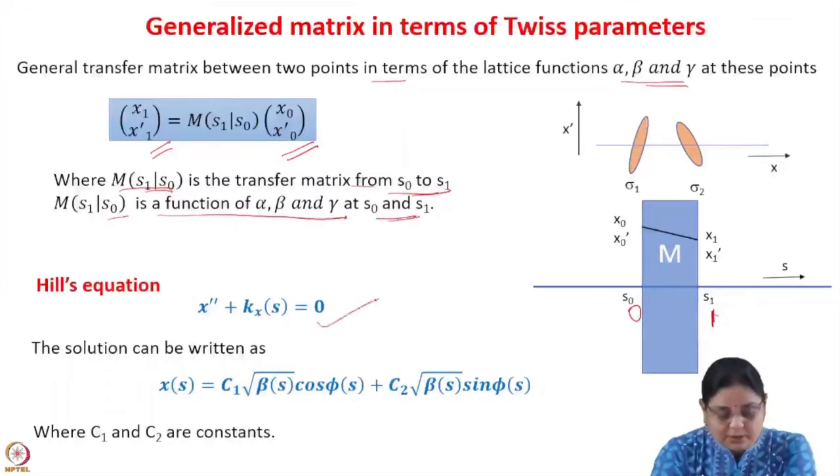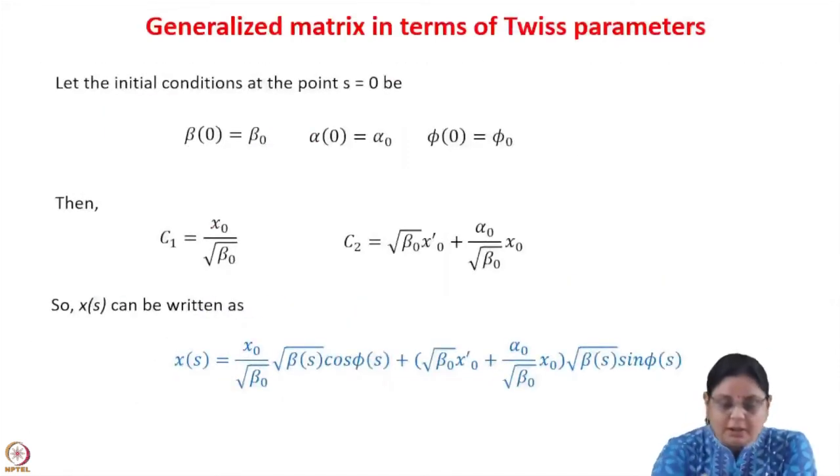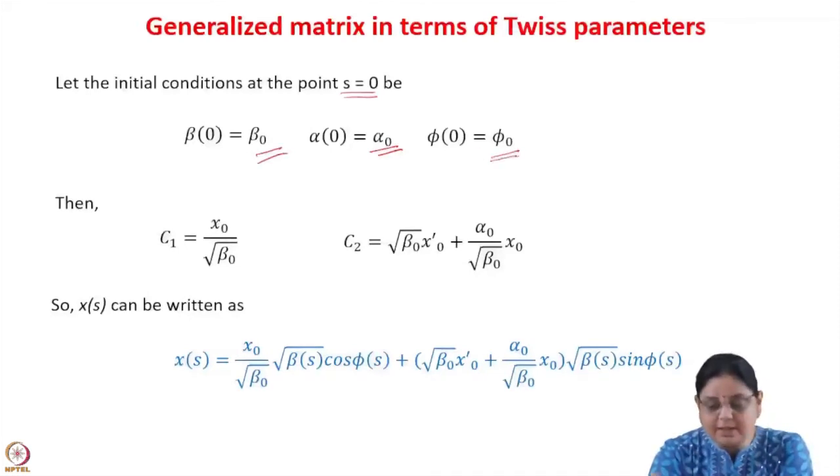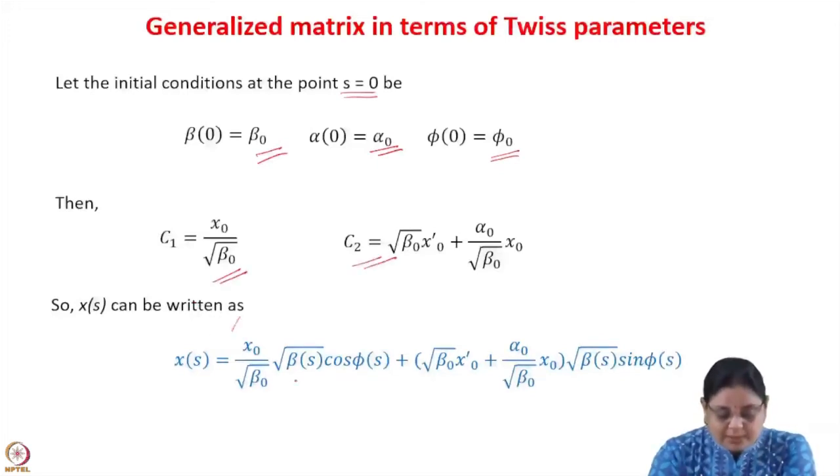So Hill's equation is this. You can write the solution of Hill's equation in the form of cosine and sine, where C1 and C2 are constants. Now at point S equal to 0, let the initial conditions be that alpha is alpha 0, beta is beta 0, and phi is phi 0. So you can calculate the values of the constants C1 and C2. So the solution can be simply written as you put in the values of X1 and the values of C1 and C2. So the solution is simply this.